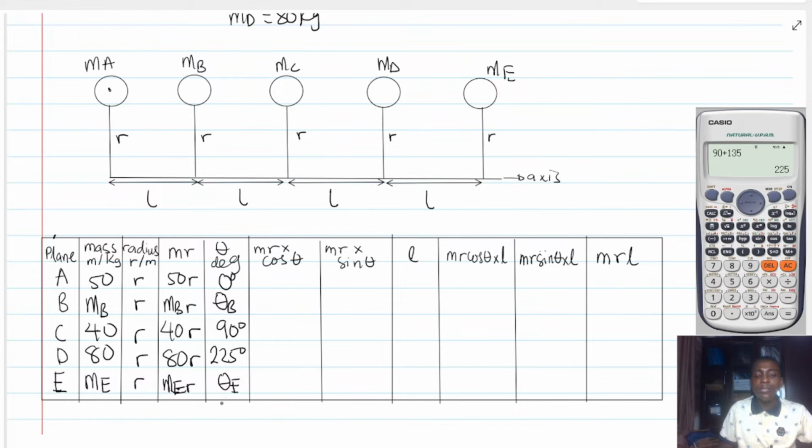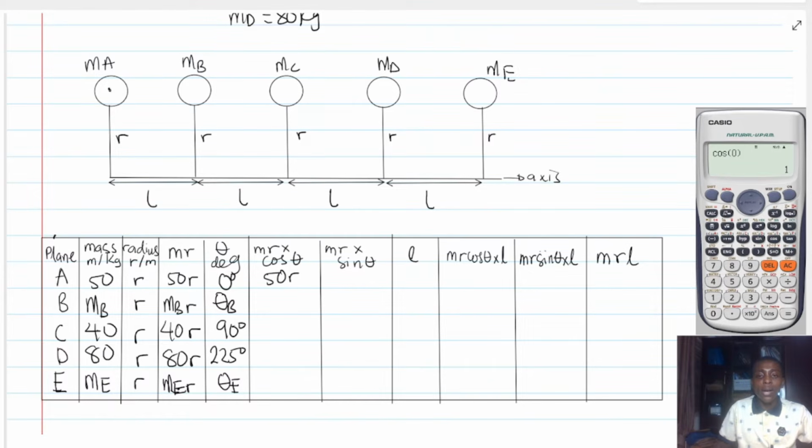All right. So we are going to do this MR, then we multiply by the cosine of the angle which we have here. All right. So what is cosine 0? Cosine 0 is going to be 1. Is that right? Cosine 0 is actually 1. So I don't need to bother about here. It's going to be 50R.